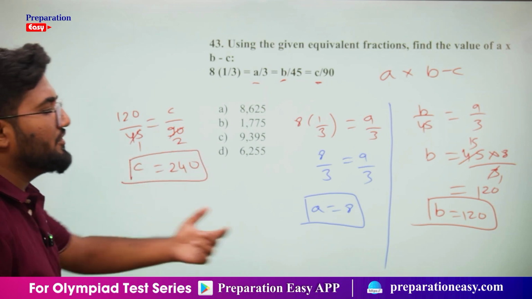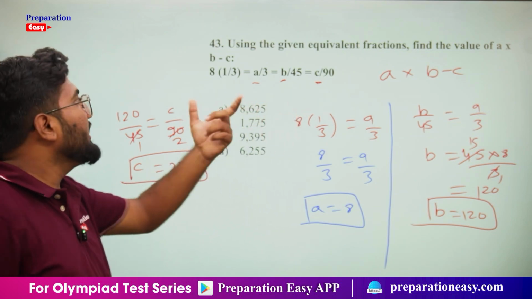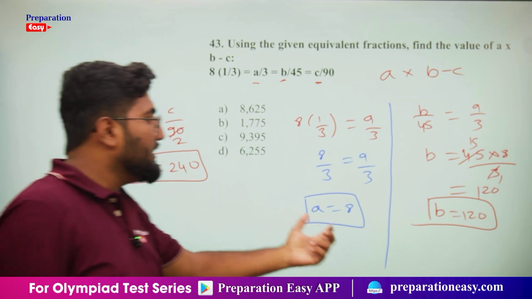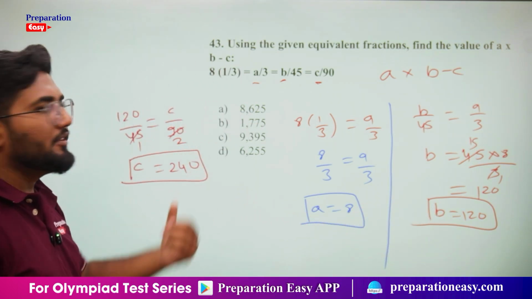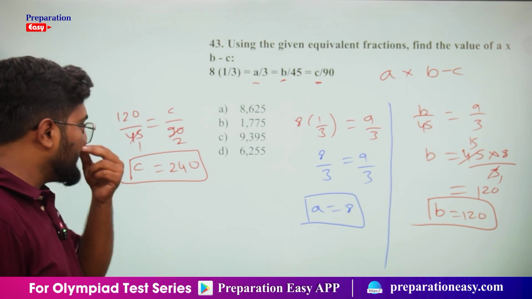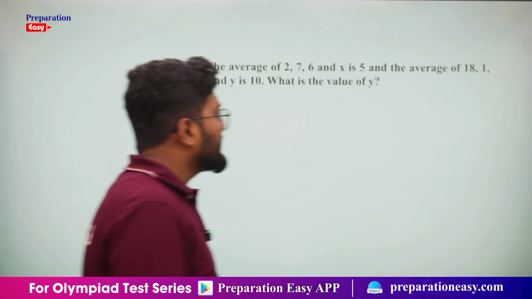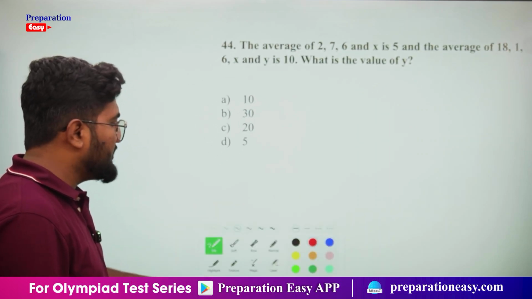We got the values of A, B and C, which you can directly put in A into B minus C. A is 8, B is 120, A into B minus C, and we will get the answer. Okay. So let's move towards the next question. Just do the calculations and you will get your answer.